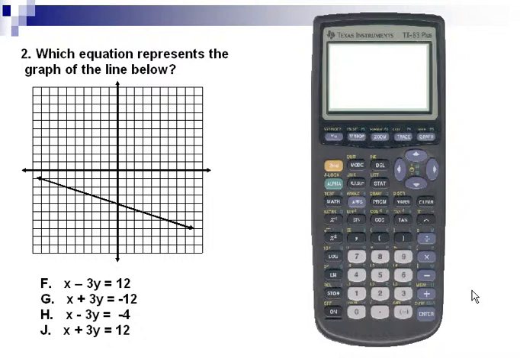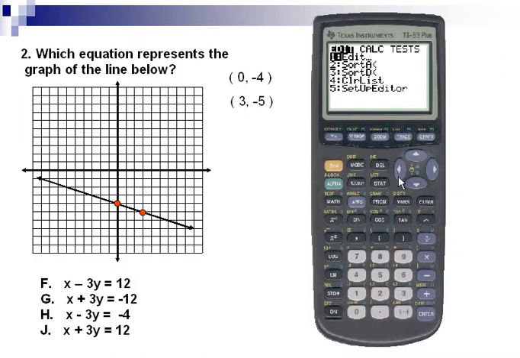Problem number 2. Which equation represents the graph of the line below? We have worked problems like this before by using a linear regression. Before we do that, we must select 2 points that lie on the line. The first point that we will select is the point (0, negative 4). Another point that we will select is the point (3, negative 5). Now we will input these into our calculator and do a linear regression.